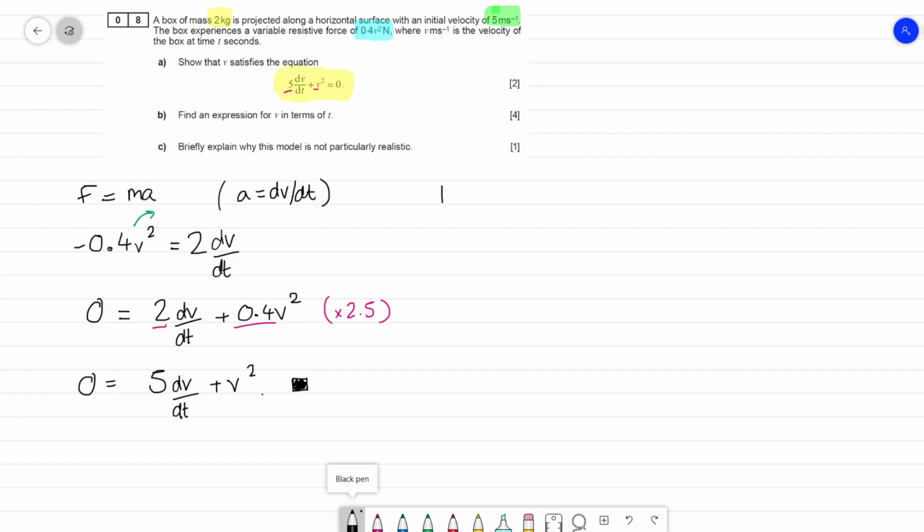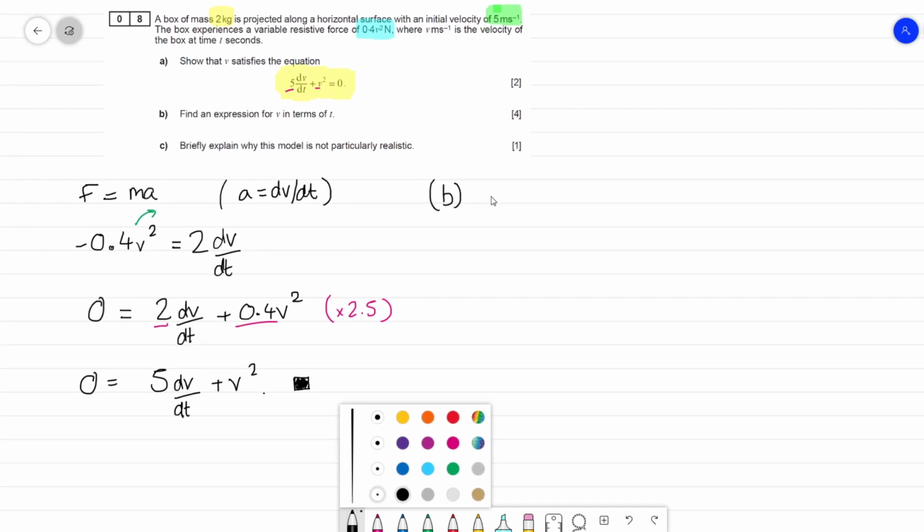Let's have a look at part B. I have to find an expression for the velocity in terms of t. Okay, so this expression does have velocity in it. It also has dv dt. I feel like this is probably going to involve some integration or something like that. I'm going to need to try and split up the variables a little bit first though. Let's see, how am I going to do that? If I take the v squared over the other side first. Oops, that's not how we do it.